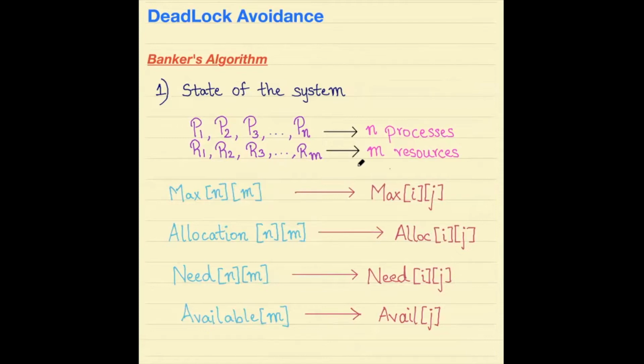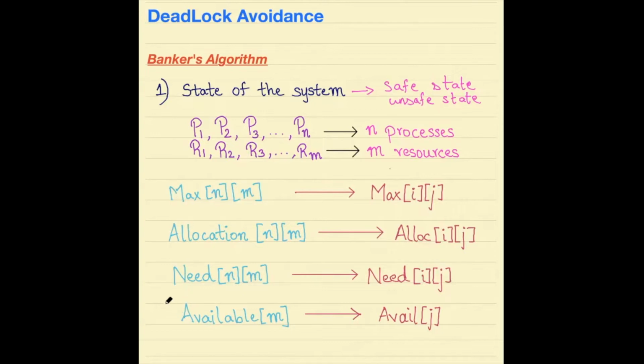First, we need to decide the state of the system. We are going to decide whether the system is in a safe state or unsafe state based on the Banker's algorithm. The parameters we are going to use are: Max, a two-dimensional array; Allocation, also a two-dimensional array; Need, one more two-dimensional array; and Available, a single-dimensional array. We will see what each of these is in a while.